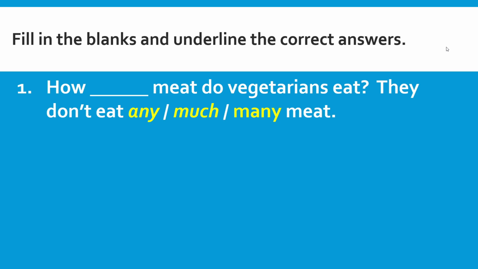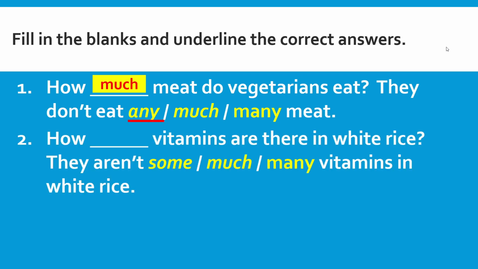Meat, is it countable or uncountable? It's uncountable. So where it's uncountable and we want to ask about the quantity of the meat, we have to use much. So as vegetarians don't even eat meat, we should say they don't eat any meat. Number 2, how many vitamins are there in white rice? There aren't some, much, many vitamins in white rice.